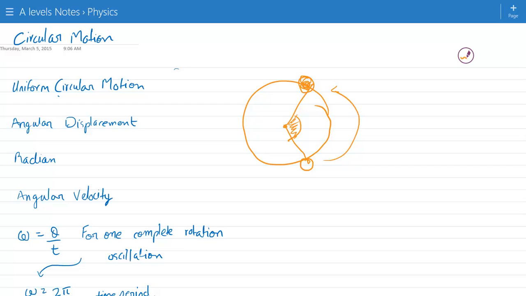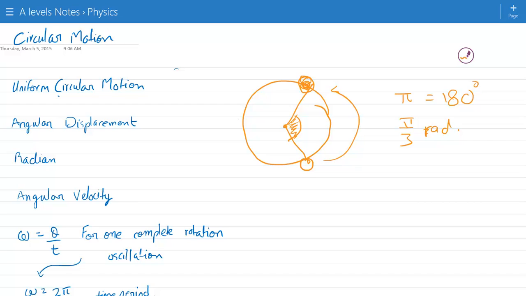If you don't know already, radians is angles measured using pi as a reference point for 180 degrees. So if this is roughly 60 degrees, that's going to be pi by 3 radians. So that's essentially it. That's radians.